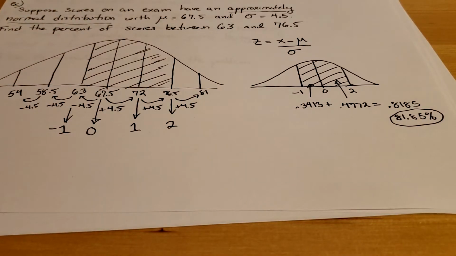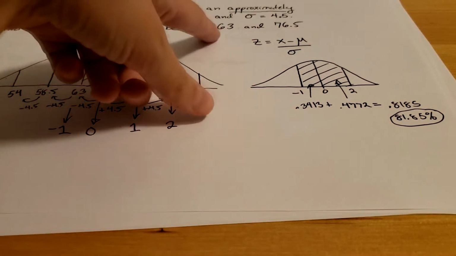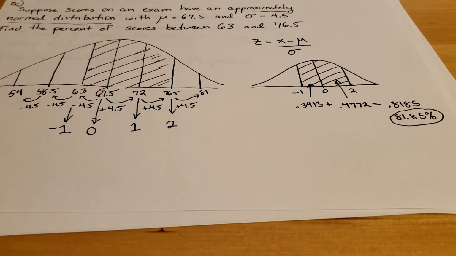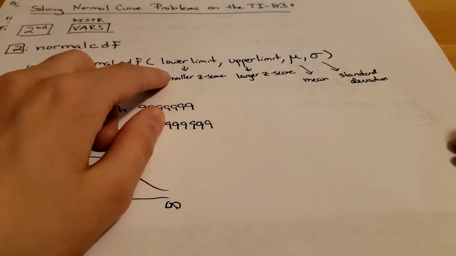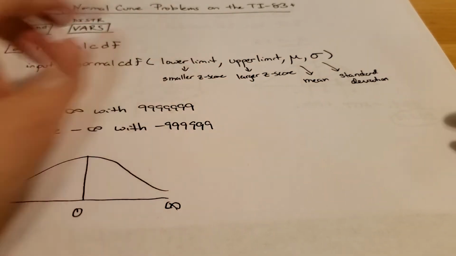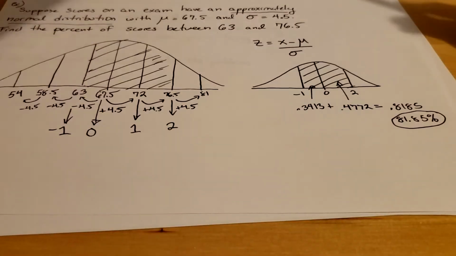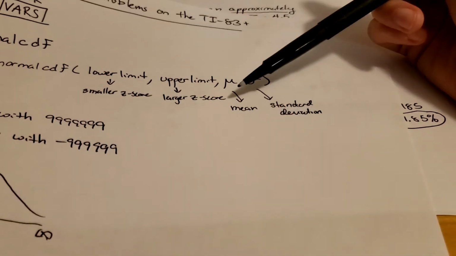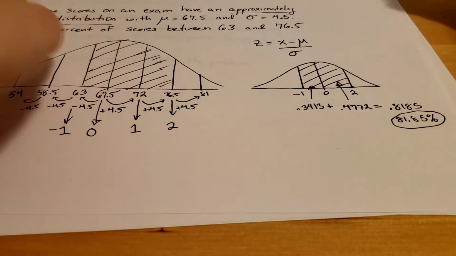We could also have chosen to do this problem on the calculator instead of using the normal curve table. We know our mean, we know our standard deviation, and we have these two values. The technique we would use to find this on the calculator is the same as what we did before. The only difference here is with our lower limit and our upper limit, we're just going to take whatever the problem gives us. We know our lower limit in this case is 63. Our upper limit is going to be 76.5. The mean was given to us in the problem as 67.5, and the standard deviation was given to us as 4.5. So these are the values we're going to put in the calculator.